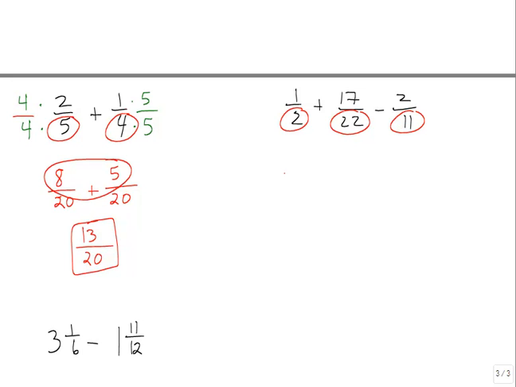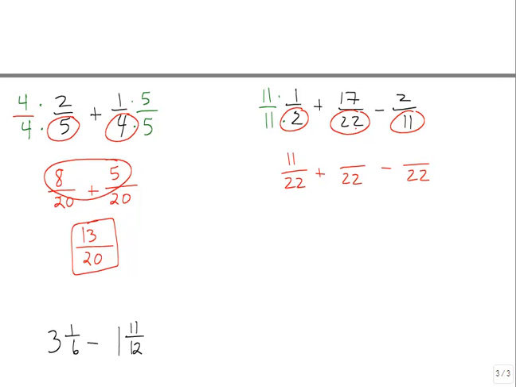So we're going to rewrite each fraction so that it has 22 in the denominator. Now, for the first fraction, it had a 2 in the denominator. So to go from 2 to 22, I have to multiply by 11, so I have to multiply the top by 11 as well. 11 times 1 would be 11. So there's my new fraction. 1/2 is the same as 11/22.